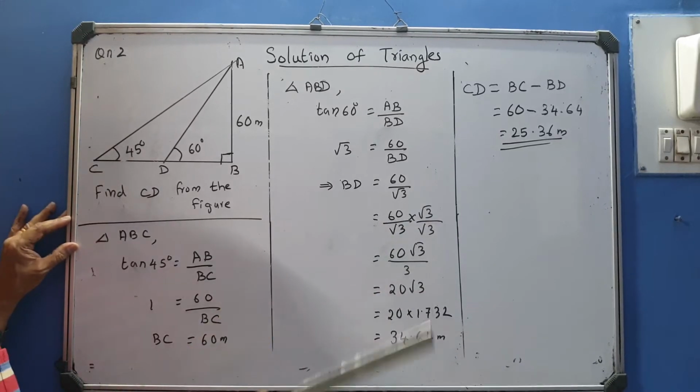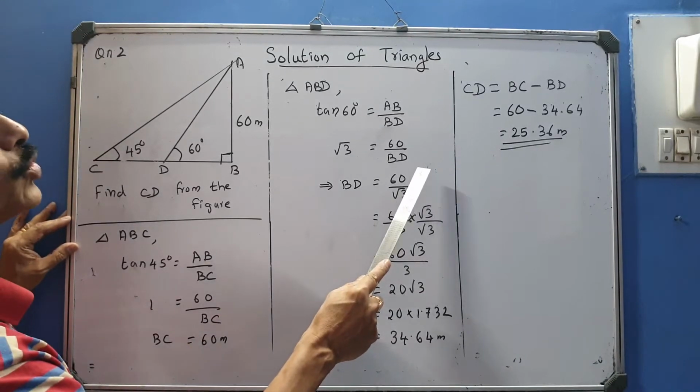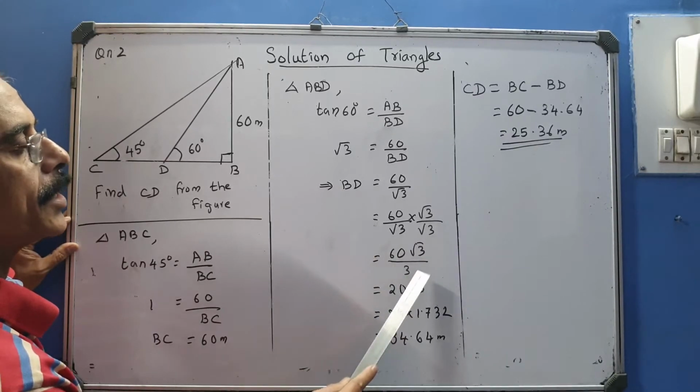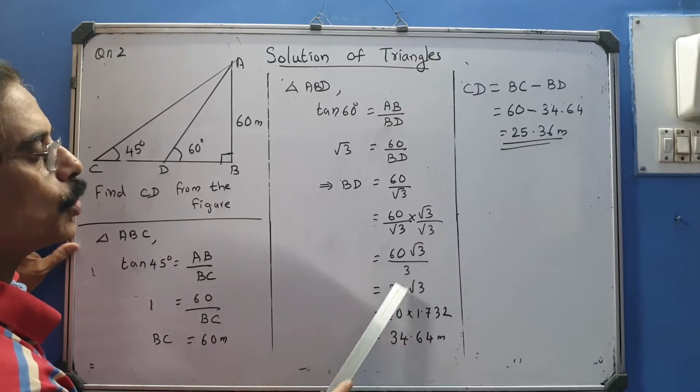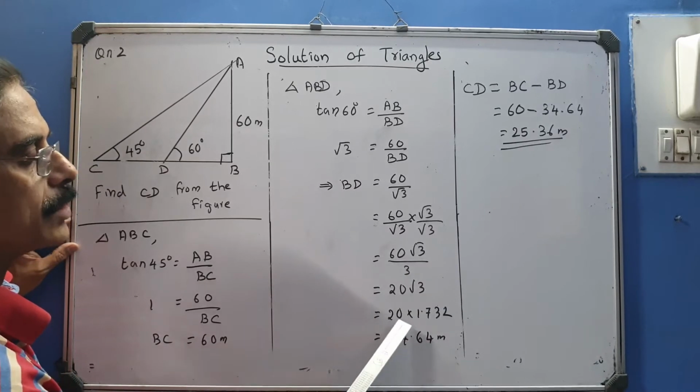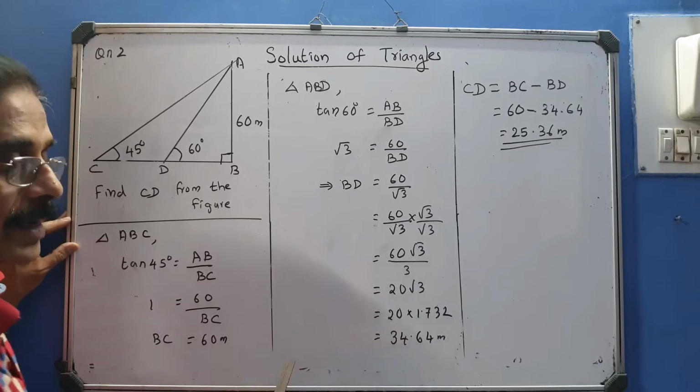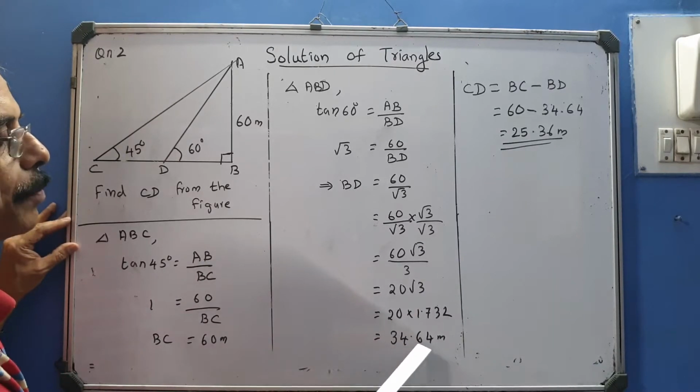We have learned rationalization. So multiply top and bottom by root of 3. So 60 root 3 over root 3 into root 3, which is 3. 3 cuts into 60, 20 times. 20 into root 3, which is 20 into root of 3 value 1.73. That you have to memorize. So multiply, you get 34.64.